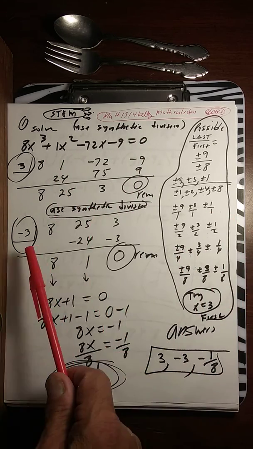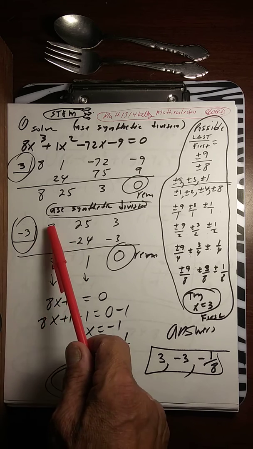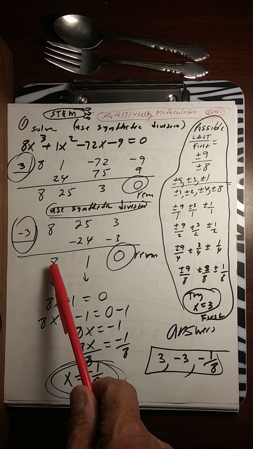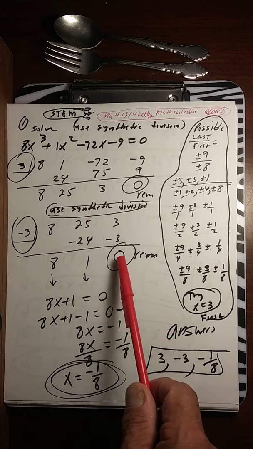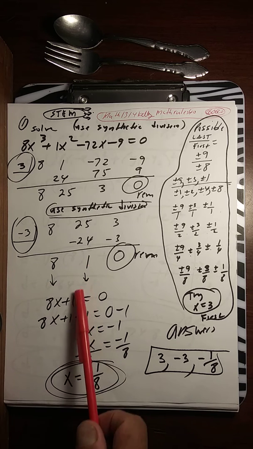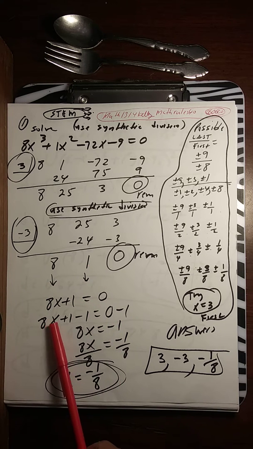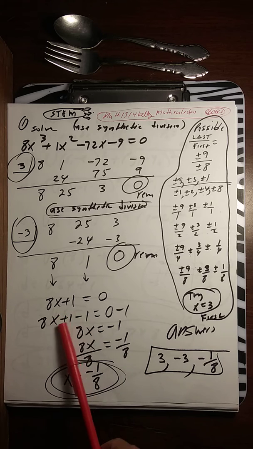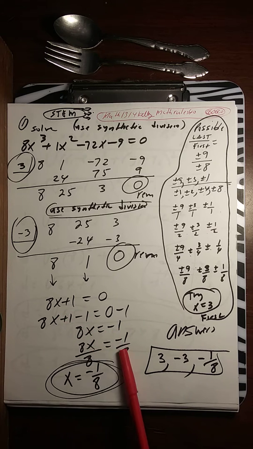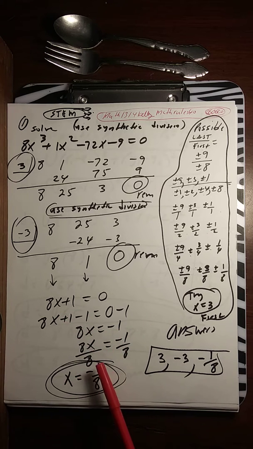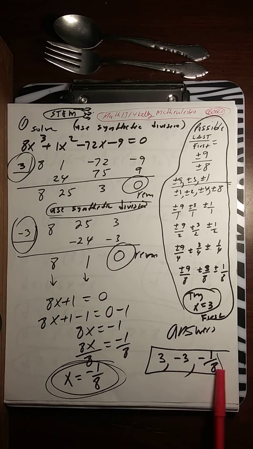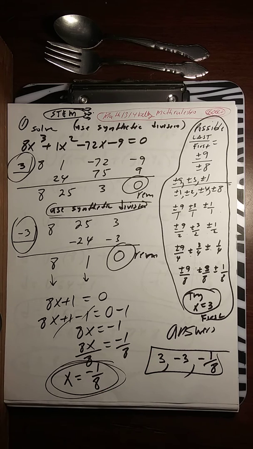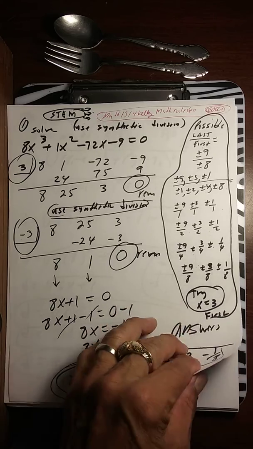Keep using synthetic division. Let's try negative 3 now. So 8 down here. Negative 3 times 8 is negative 24. 25 minus 24 is 1. Negative 3 times that is negative 3. 3 minus 3 is 0. So now we have 8x plus 1 equals 0. Minus 1, minus 1, these cancel. 8x is negative 1, divide by 8, divide by 8. X is negative 1/8. So we have 3, negative 3, and negative 1/8 as the answers right there. And notice these canceled right there. Okay? Alright, next question.